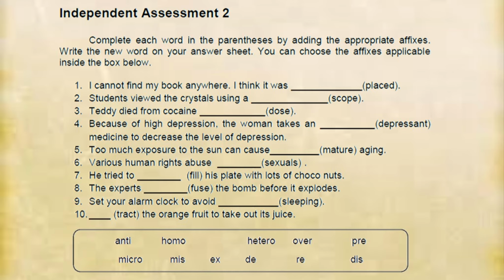Write the new word on your answer sheet. You can choose the affixes applicable inside the box below. 1. I cannot find my book anywhere. I think it was blank placed.